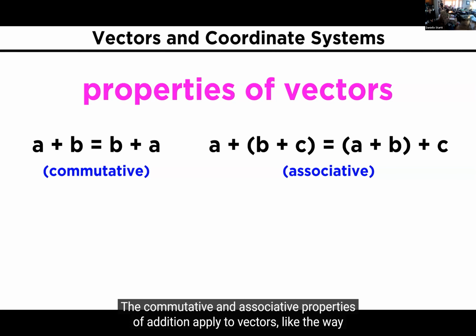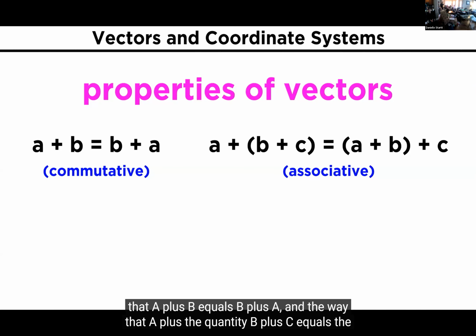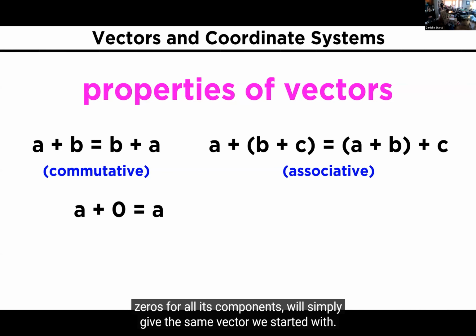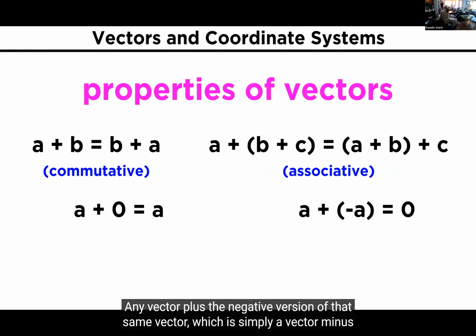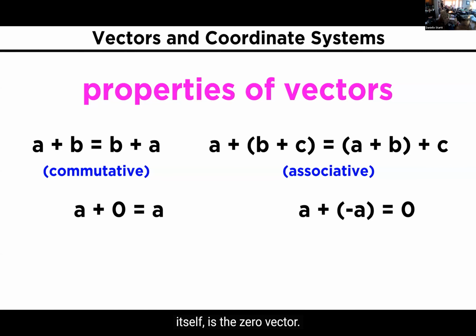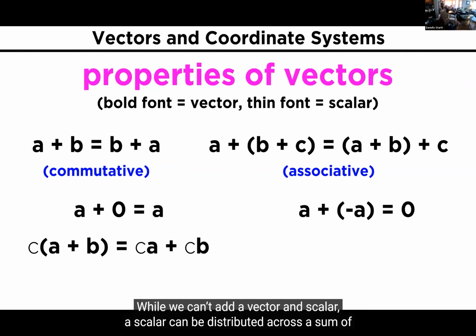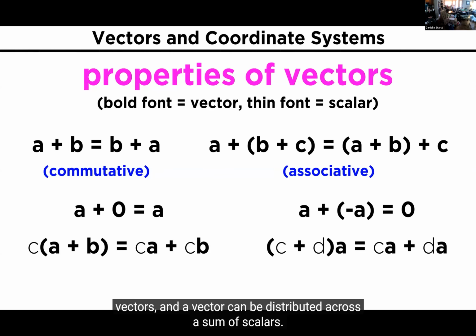The commutative and associative properties of addition apply to vectors, like the way that A plus B equals B plus A, and the way that A plus the quantity B plus C equals the quantity A plus B plus C. Any vector plus the zero vector, which is the vector with zeros for all its components, will simply give the same vector we started with. Any vector plus the negative version of that same vector, which is simply a vector minus itself, is the zero vector. While we can't add a vector and a scalar, a scalar can be distributed across a sum of vectors, and a vector can be distributed across a sum of scalars.